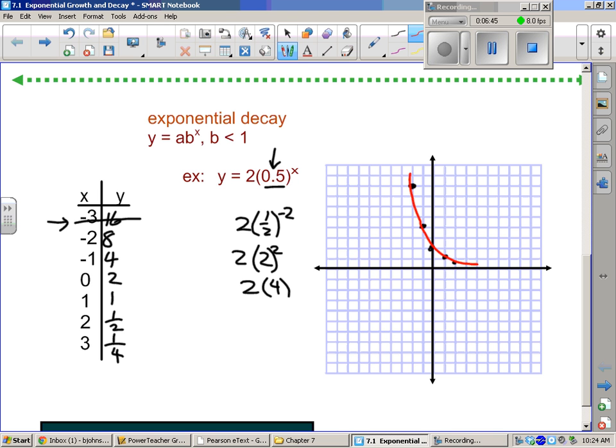So here, the graph keeps going that way. And once again, we have a boundary here called a horizontal asymptote. Right. At y equals 0. Y equals 0 is our horizontal asymptote.